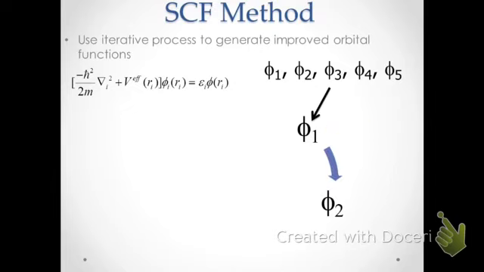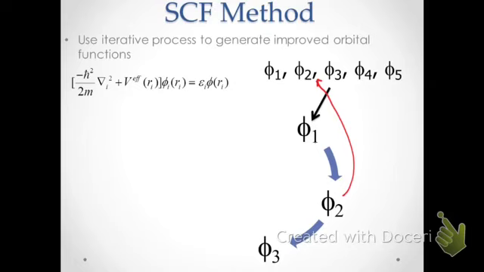And then what we'll do is take that improved version of orbital 1 and put it back in our database of orbitals. And we're going to use orbital 1, orbital 3, orbital 4, orbital 5 to calculate an improved version of orbital 2. So now we have an improved version of orbital 2 and an improved version of orbital 1. We'll take that version of orbital 2 and plug it back into our database.